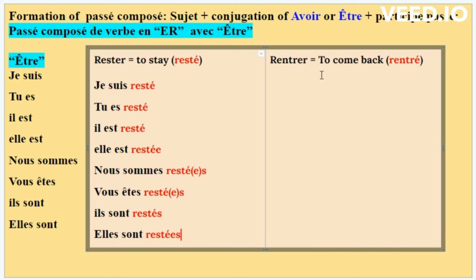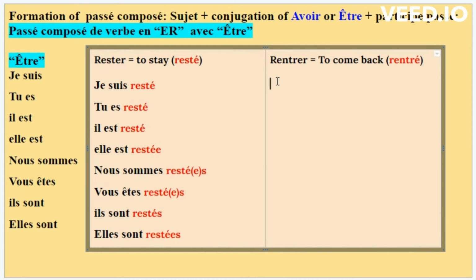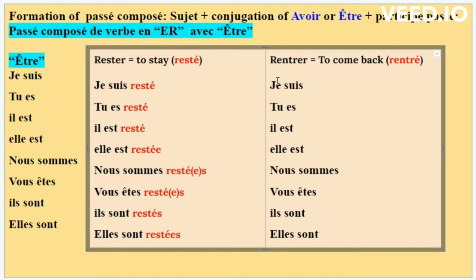Now, the same thing is going to happen here for rentrer, to come back. So, I want to copy the verb être again from the present tense conjugation here. Now I want to paste it again here. Okay? Je suis, tu es, il est, elle est, nous sommes, vous êtes, ils sont, elles sont. But the participe passé of the verb to come back is rentré. So I take it again, I copied it. Okay? The same thing is going to happen again.